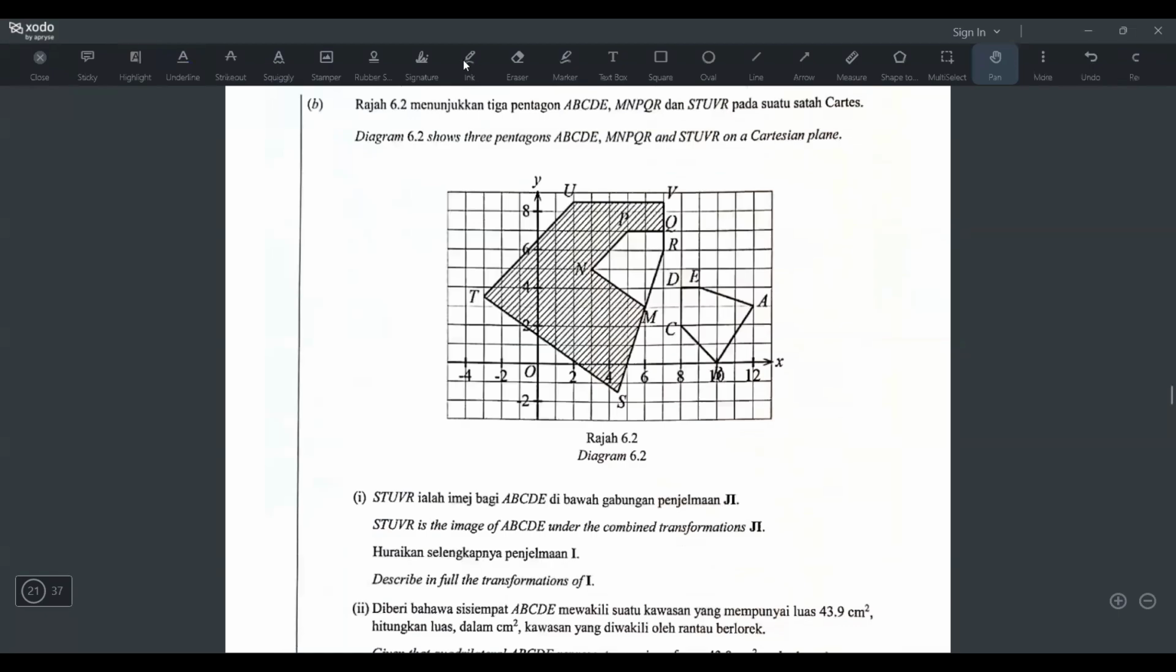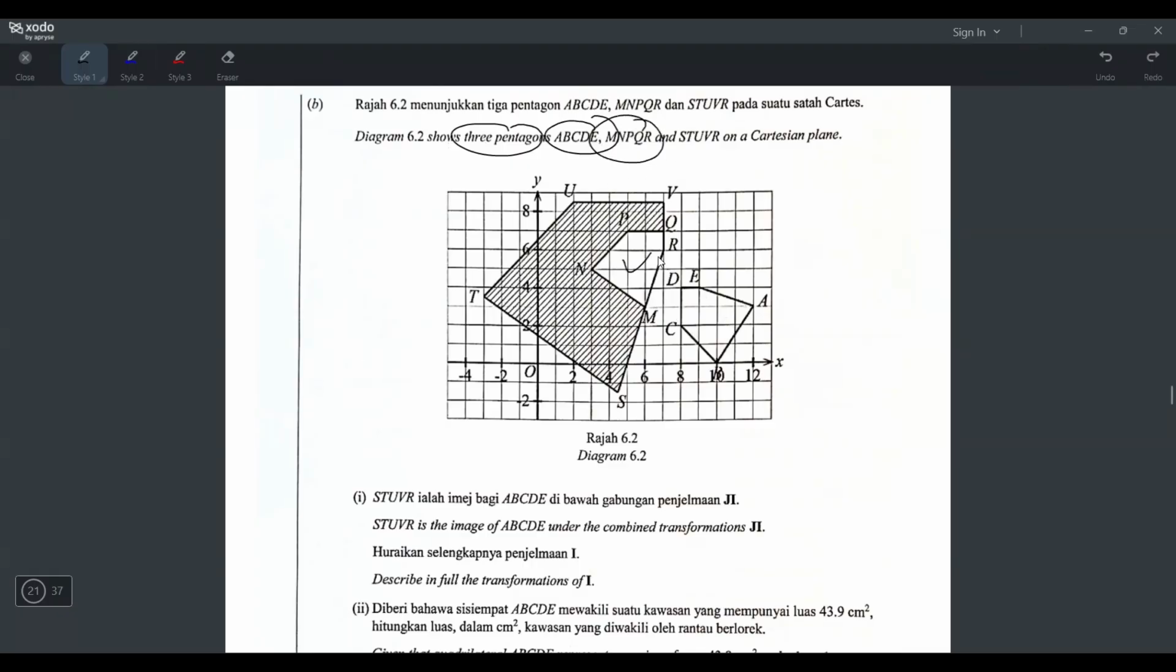Let's keep going. Now we are at question B. Let's read the question. Diagram 6.2 shows 3 pentagons. So I can say 1, 2, 3. A, B, C, D, E, the small one. And then the next one is M, N, P, Q, R, also the small one. And then S, T, U, V, R is the big one, the biggest one. So far nothing important here.